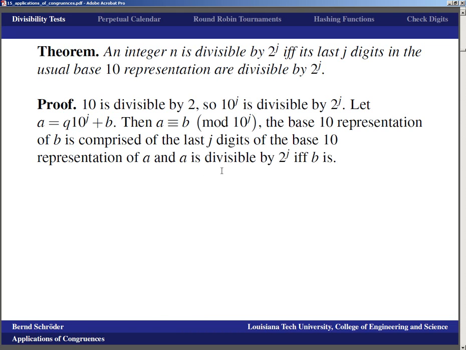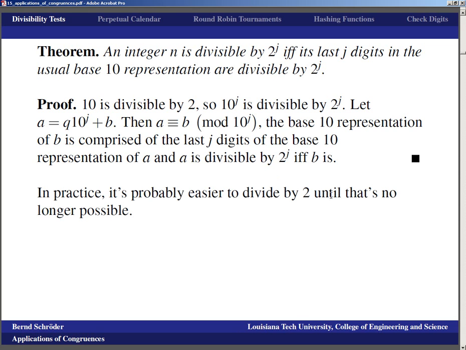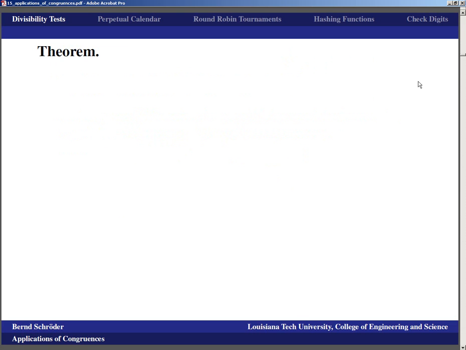And so that means that a is divisible by 2 to the j if and only if b is, because they're equivalent, and the base that we're dealing with here, the modulus, is divisible by 2 to the j. And that's already it. Well, in practice, it's probably still easy to divide by 2 until that's no longer possible, but nonetheless, that is a first test here.